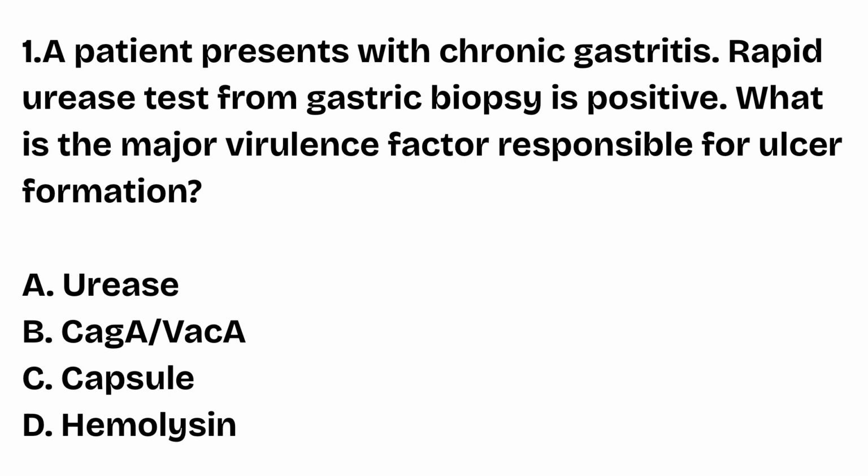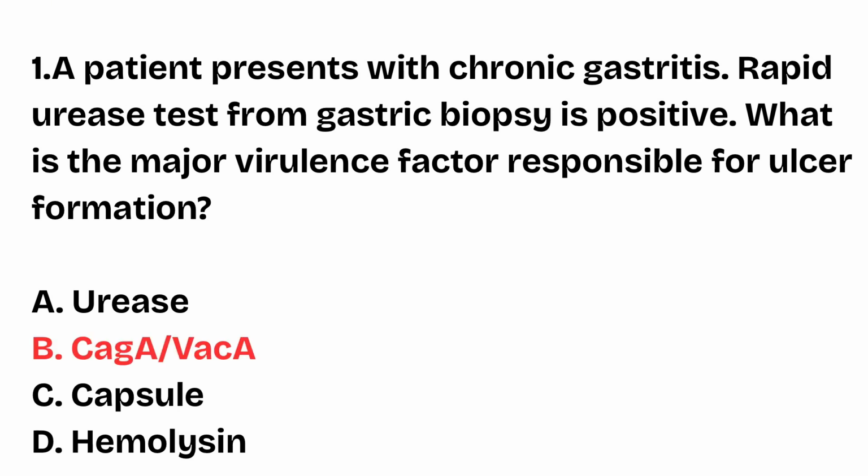Question number 1. A patient presents with chronic gastritis. Rapid urease test from gastric biopsy is positive. What is the major virulence factor responsible for ulcer formation? Urease, CagA or VacA, capsule, hemolysin.